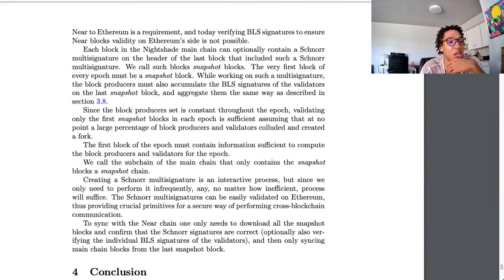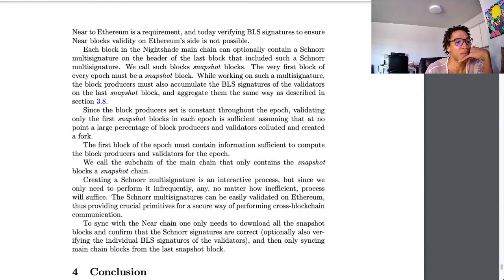Each block of the Nightshade main chain can optionally contain a Schnorr multi-signature with the header of the last block that included such a Schnorr multi-signature. We call such blocks snapshot blocks. The very first block of every epoch must be a snapshot block. While working on such a multi-signature, the block producers must also accumulate the BLS signatures of the validators on the last snapshot block and aggregate them the same way as described in section 3.8.